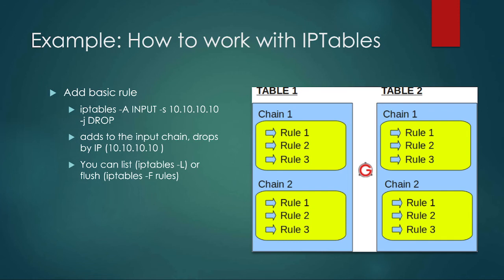So let's take an example. Let's say we would like to work with IP tables and we just want to add a basic rule. We want to drop something. So in this case, we want to drop by IP address. So you can list your IP tables rules and then add in a drop rule to drop by IP address and then get rid of the drop rule. So you can kind of see how these different rules are added to our different chains.